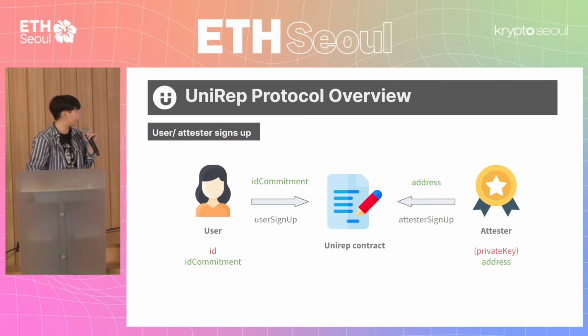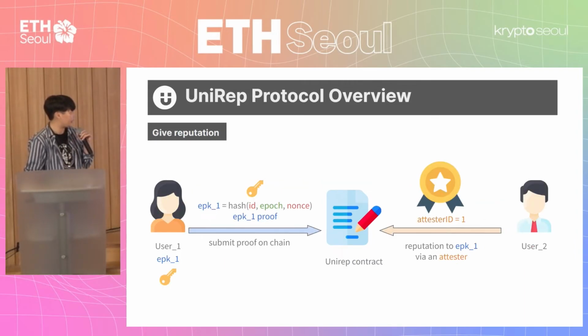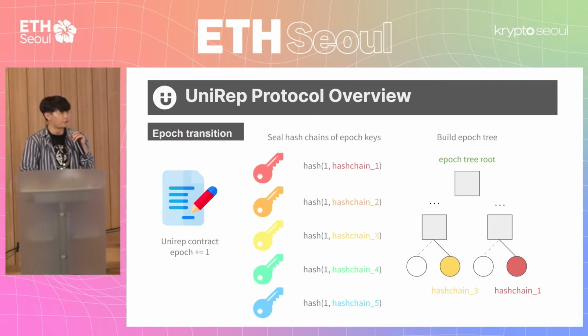Yeah, so here's the overview of the Unirep protocol. The user with the public identity commitment will sign up in the Unirep system, and the attester can sign up with its Ethereum wallet or smart contract address. And then the user generates an epoch key and epoch key proof and submits it to the Unirep contract. And then the attester will give reputation to this epoch key. Then every certain epoch length, the epoch transition will be performed, and the epoch will increase by 1. And all the epoch keys will be sealed, and the epoch tree will be computed.